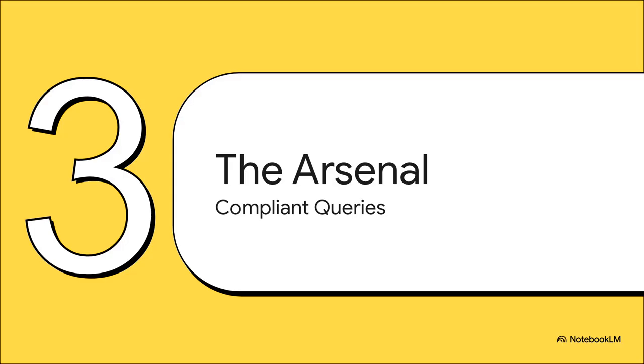All right, we know our targets. Let's transition into part 3, the arsenal. How do we use compliant queries and appeals to lock down these high acuity codes before billing?